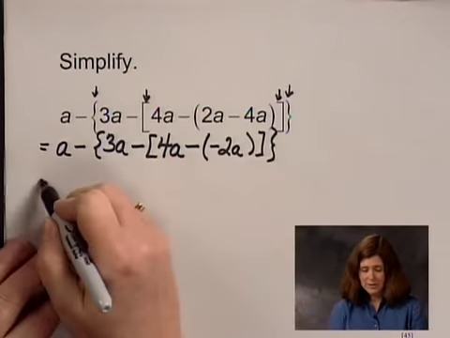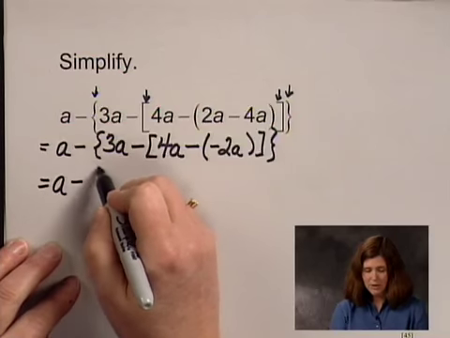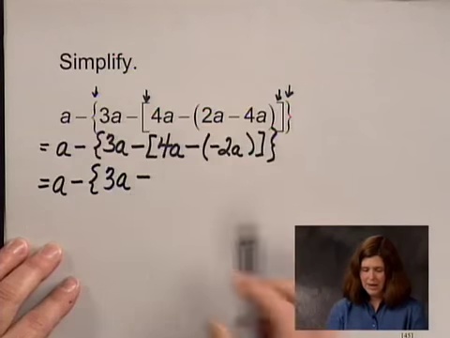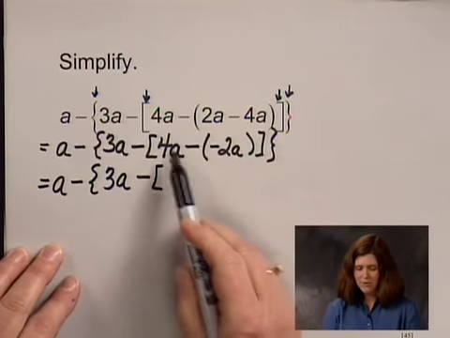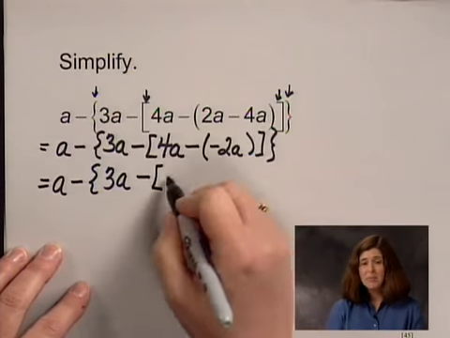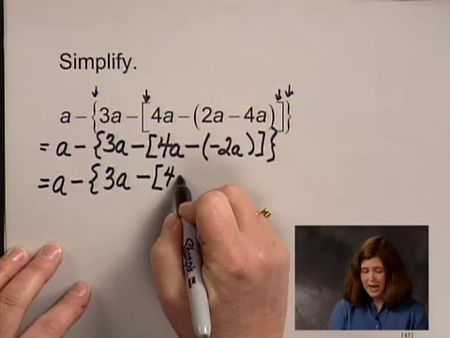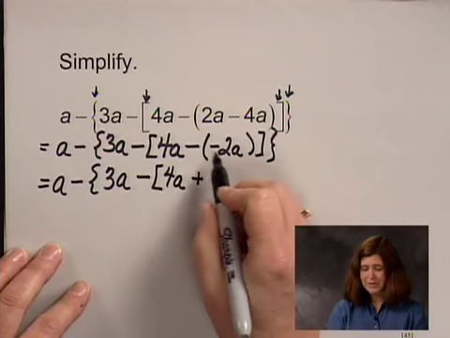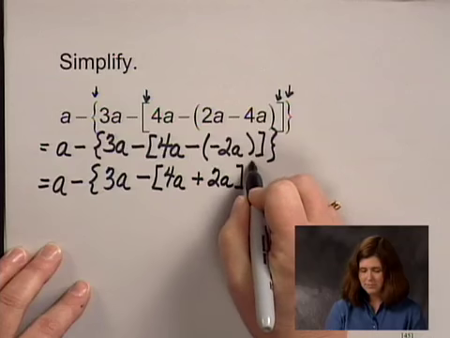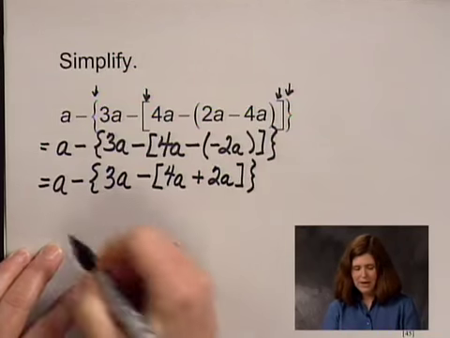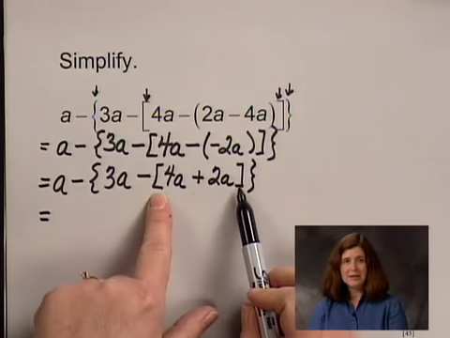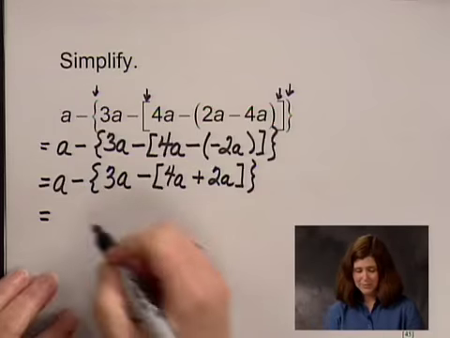So again, I'll copy what I'm not going to change this time. And in the brackets, I have 4a minus a negative 2a. Well, I'm going to rewrite that as an addition of 4a plus the opposite of negative 2a, which is 2a. And now I will simplify by adding 4a plus 2a inside what is now my innermost set of grouping symbols.